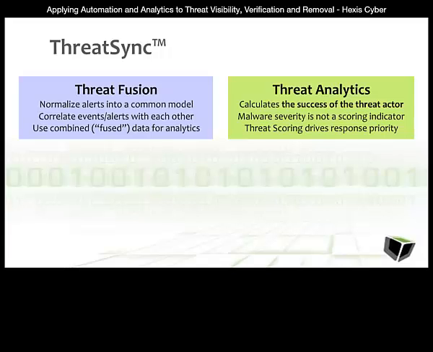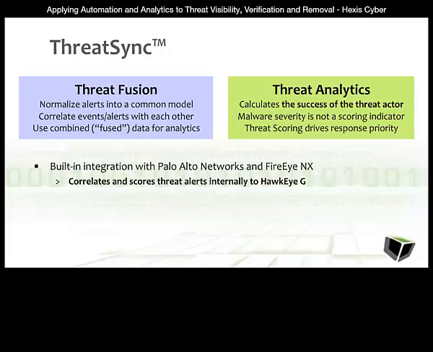So I'm thrilled to announce in version 3 of HawkEye G, we have built-in integration with Palo Alto Networks, both their firewall and Wildfire, and also FireEye NX, the web appliance. You configure those platforms to send their output, their threat alerts, directly into HawkEye G. We take them in, we correlate, we create threat scores, and then we drive any policy actions based on automation or other policies set up.